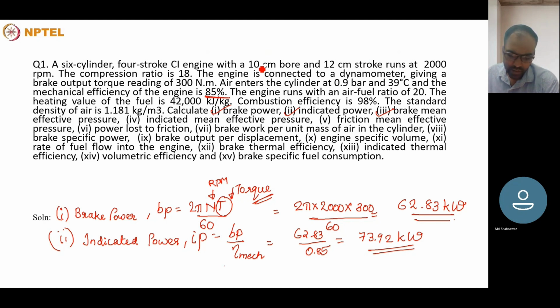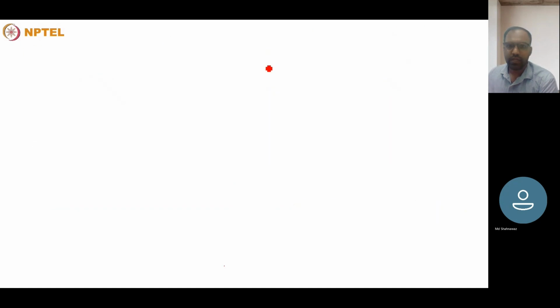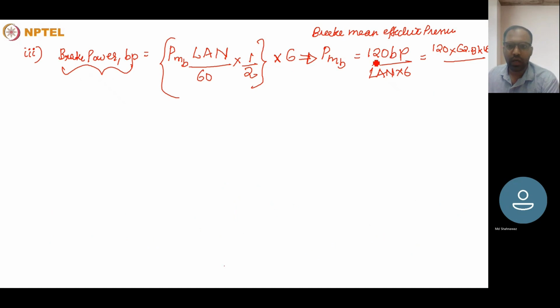Bore is 10 centimeters, so the area of the cross section will be pi by 4 into 0.1 squared. The number of RPM is equal to 2000, so we have divided by 2. That's why the numerator has got the value 120. And the brake power calculated is for the 6 cylinders together, so that's why we have multiplied it by 6. For a single cylinder, this quantity should be divided. This quantity will be brake mean effective pressure into N by 60 into 1 by 2 for a single cylinder.